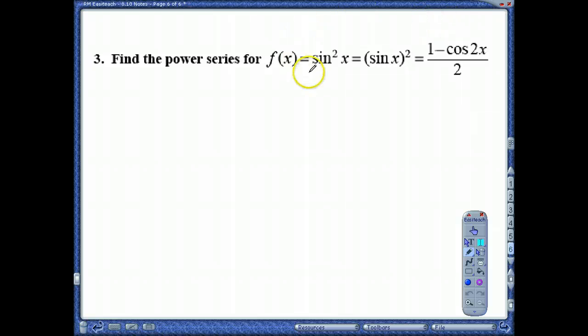The first thing they asked me to do is to find the power series for sine squared x. Remember that sine x, and we're squaring that whole quantity, not like the composition we did before. When we have sine squared of x, think about how we handled that when we integrated. We used a double angle formula, so we're going to use that same approach. We're also going to split that apart into 1/2 minus 1/2 cosine of 2x.